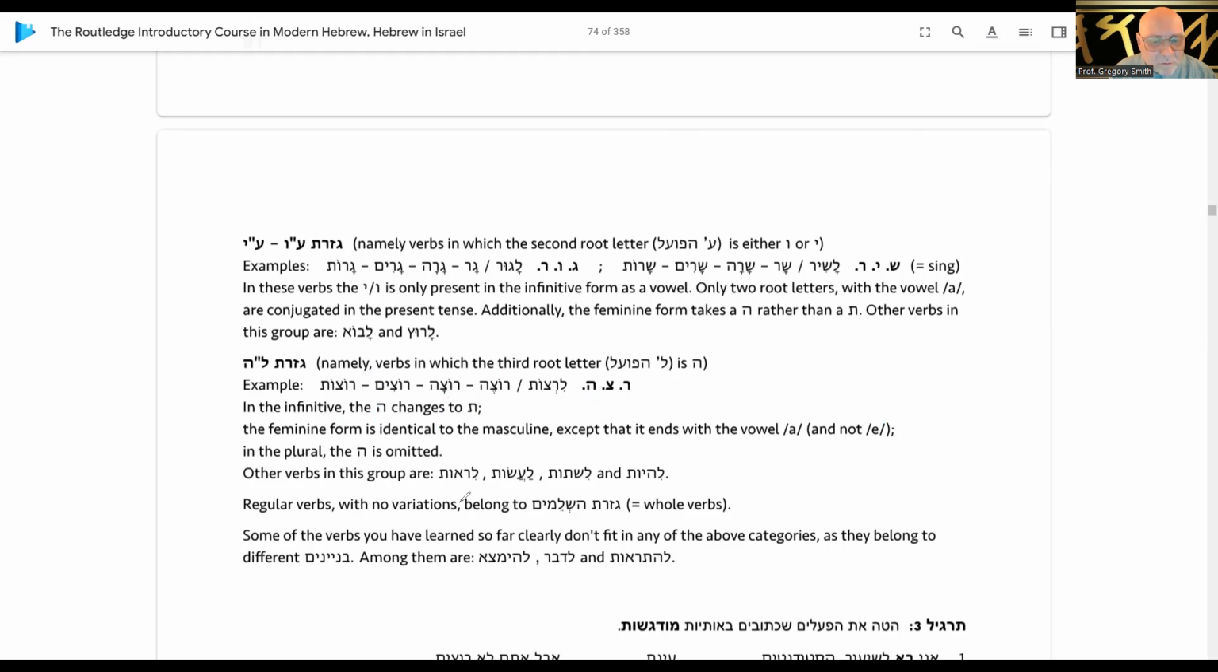Other verbs in this group are lir'ot. I think that's the one that means to see. La'asot. I think that comes from to do, asa, to do. Lishtot. Now that's an interesting one. I don't think I've seen that one before. Lishtot.